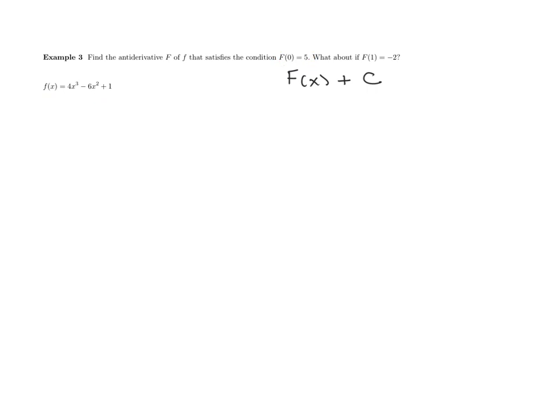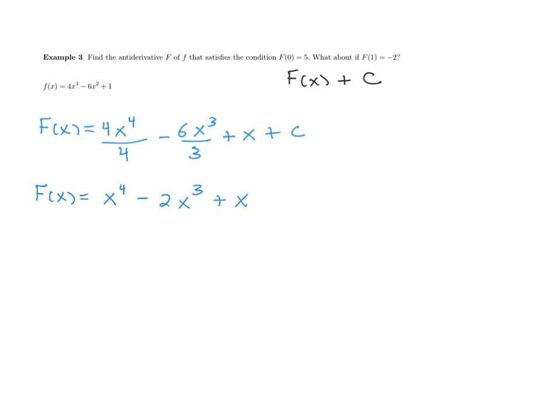This process will start by still finding the most general antiderivative, so let's do that. Capital F of x is equal to, okay, for 4x cubed, that's going to be 4x to the 4th over 4, minus, then we have 6x cubed over 3, plus x plus c. So here I just added 1 to the exponents and divided by the new number, and I see here that things will cancel, and so we get that capital F of x is equal to x to the 4th minus 2x cubed plus x plus c.